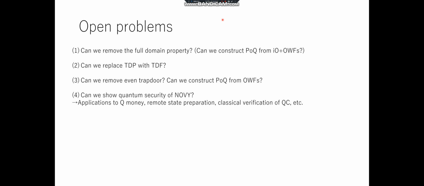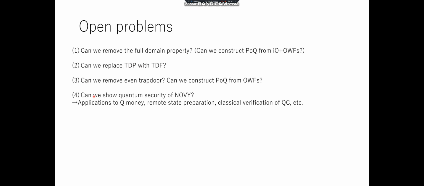Finally, let me conclude this talk by giving some open problems. The first open problem is, can we remove the full domain property? As I said, our trapdoor permutations are full domain. But if we can remove the full domain property, maybe we could construct proofs of quantumness from IO. The second open problem is, can we replace the trapdoor permutations with trapdoor functions? The third open problem is, can we remove even the trapdoor? For example, can we construct proofs of quantumness from one-way functions?